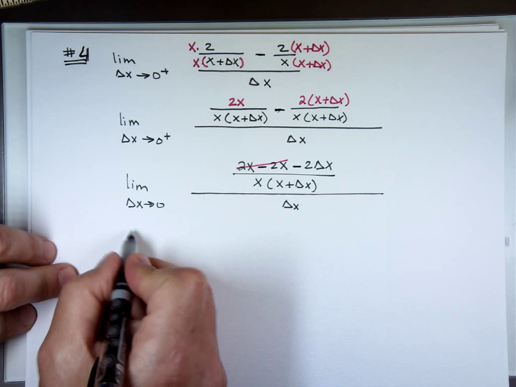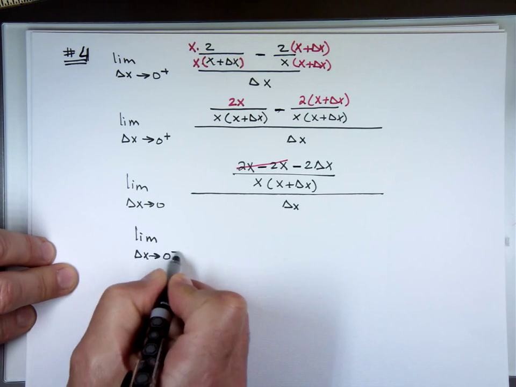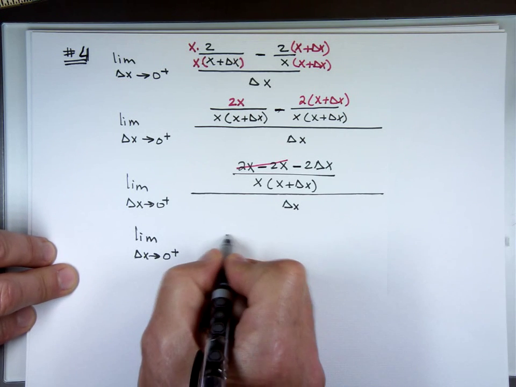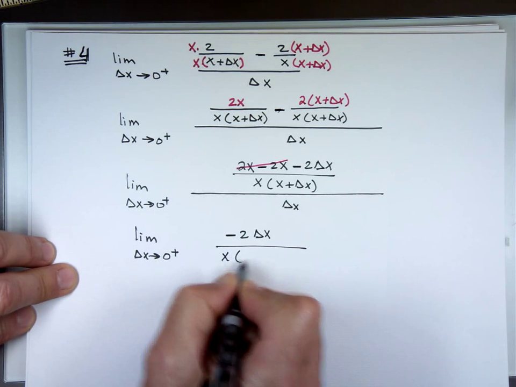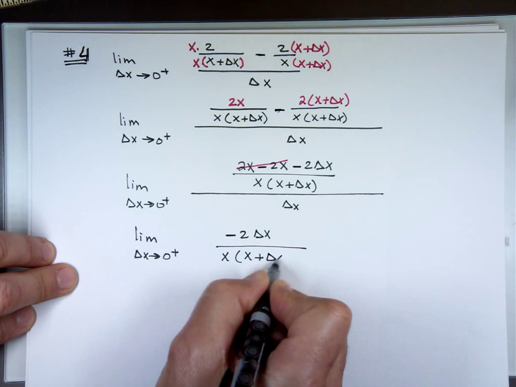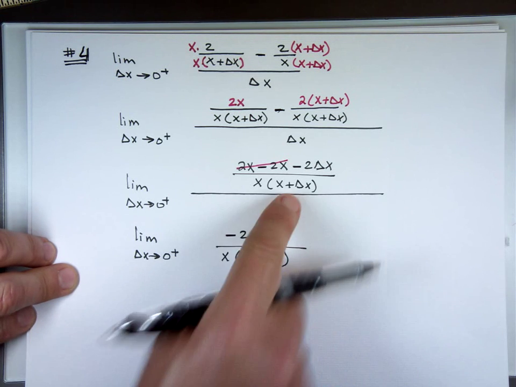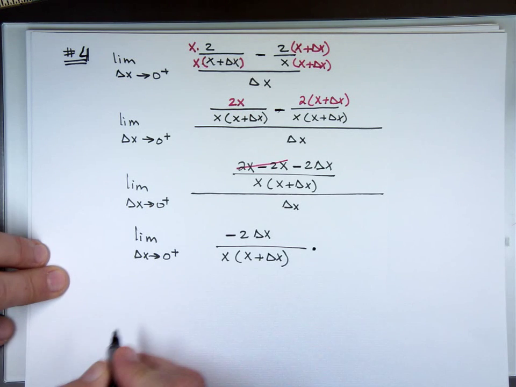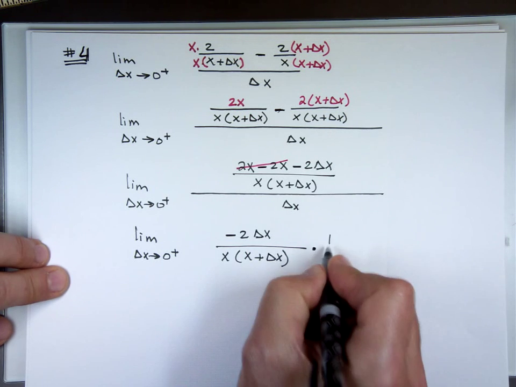So you end up with, it doesn't really matter if it's plus or not a plus here. It's going to disappear in a minute. You'll see that. When you look at that, that looks like negative 2 delta x divided by x times x plus delta x. But the whole thing divided by delta x, right? This fraction divided by delta x. Well, when you divide by delta x, that's the same as multiplying by what? 1 over delta x. Very good, Jay.